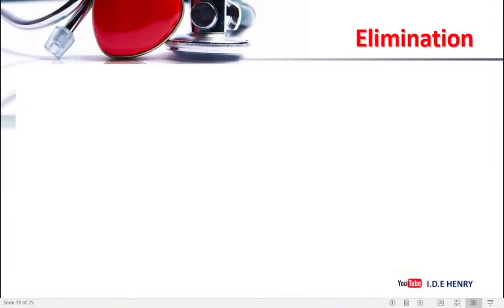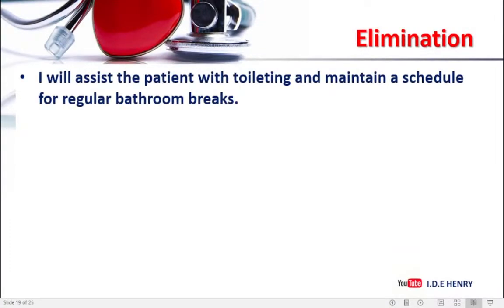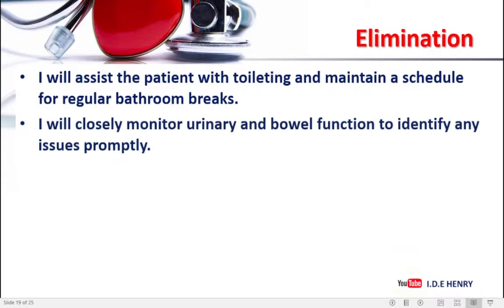Next, ladies and gentlemen, is elimination. I will assist the patient with toileting and maintain a schedule for regular bathroom breaks. I will closely monitor urinary and bowel function to identify any issues promptly.